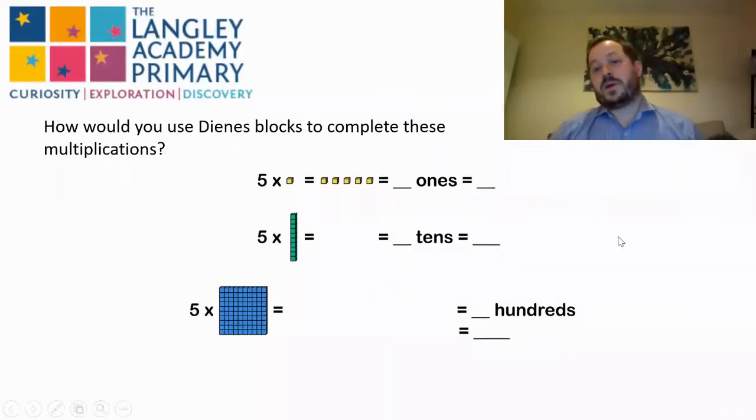So the first lesson is about timesing by 10 and 100. Now, the first easy way to show this is when you're looking at Dienes. So here's a question, pause now, have a go, and then come back and I'll explain what I mean by this.